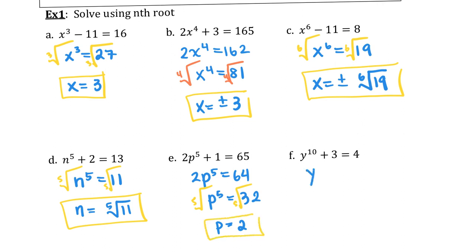Okay, minus 3. y to the 10th equals 1. Okay, to cancel the 10, I'm going to do a 10th root. If it's a 10th root, is it plus minus? Yes, because it's even. What's the 10th root of 1? It's 1. 1 times any root of 1 is going to be 1.